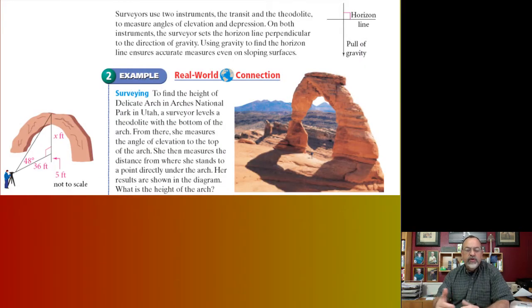Now, surveyors will use two instruments, the transit and the theodolite, to measure angles of elevation and depression. On both instruments, they'll set the horizon line, or the horizontal line, perpendicular to the direction of gravity, gravity pulling straight down. If we go perpendicular to that, we're going to have a horizontal line. And then we can either look up and have our angle of elevation, or look down and have our angle of depression, because we have our horizontal line fixed.